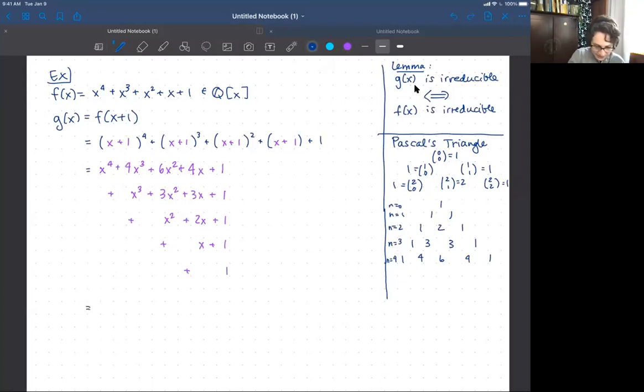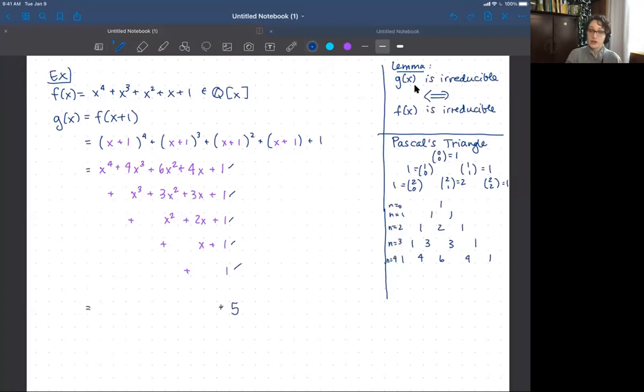So when I add up the ones, I've got 1, 2, 3, 4, 5 ones. So my constant term is 5. Maybe that's the prime that I want to use. I've got a prime that divides 5, but 25 doesn't divide 5. So I'm thinking 5 is the p that I'm going to try.